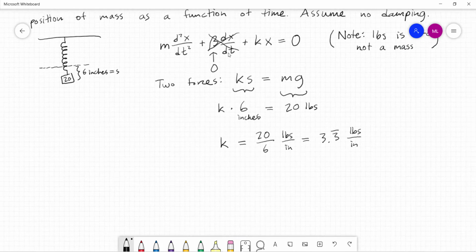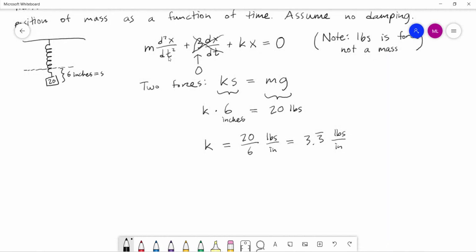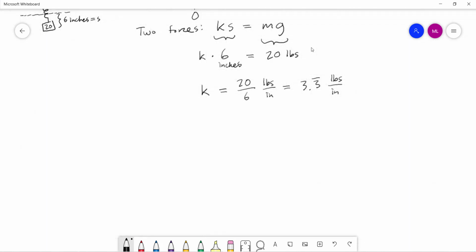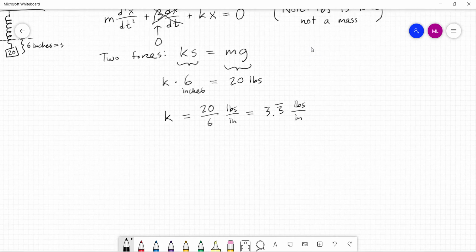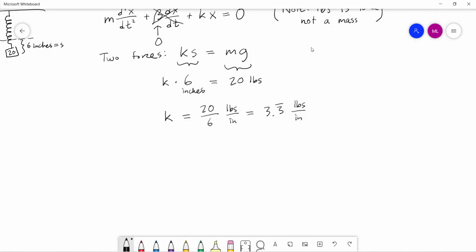What is the mass? Well, the mass is part of the term that goes into this. So the second term, so this is where we found k. So let's do that separately. So over here, we found k.